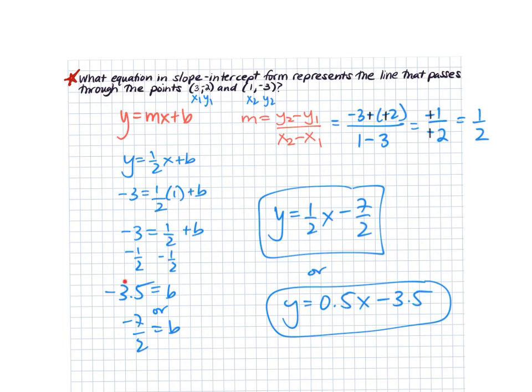If you just do decimals, you get negative 3.5, but 7 divided by 2 is 3.5, so the fraction negative 7/2 also works. So if you did it with a fraction, y equals 1/2 x minus 7 over 2, or if you did it with decimals, y equals 0.5x minus 3.5, both are fine. Okay, that's it, time for practice.